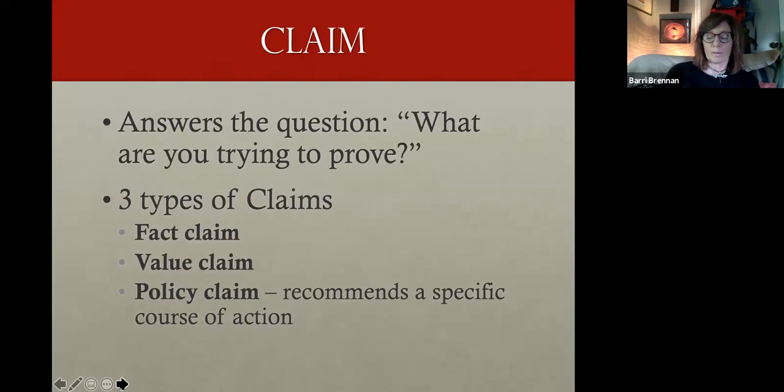So that has more to do with the fact that something already is. A policy claim is recommending something that you want changed, a different policy.